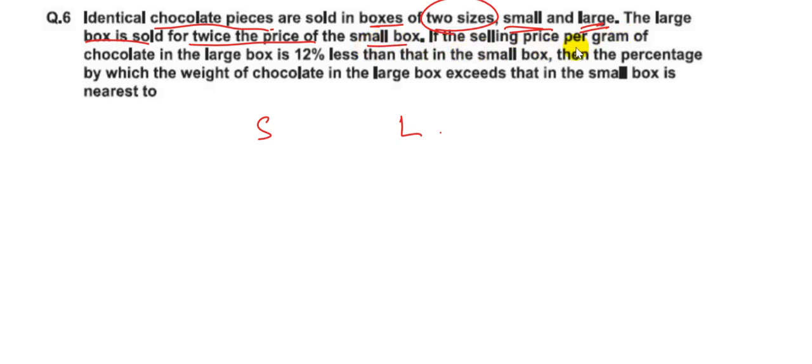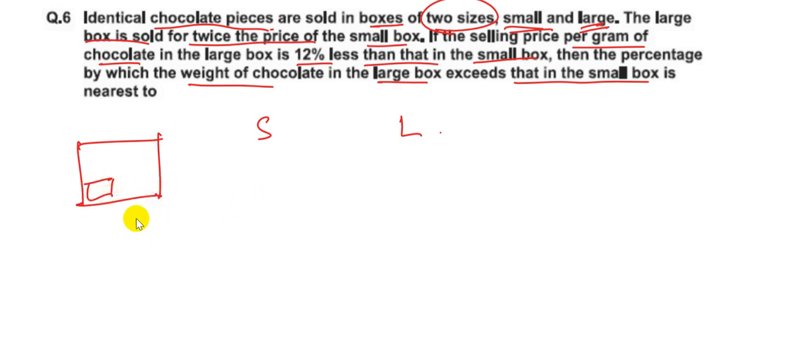If the selling price per gram of chocolate in the large box is 12% less than that of the small box, then the percentage by which the weight of the chocolate in the large box exceeds that in the small box is nearest to. So in the small box, we have chocolate pieces. They look identical, but the weights are different.